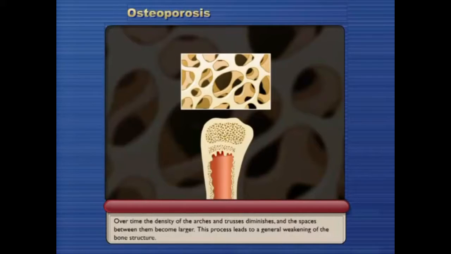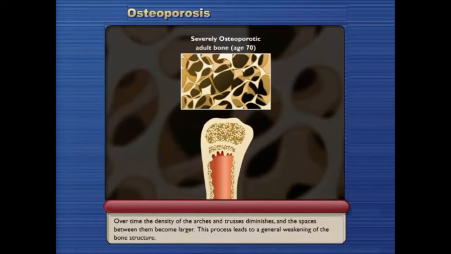Over time, the density of the arches and trusses diminishes, and the spaces between them become larger. This process leads to a general weakening of the bone structure. It is a very gradual process and requires decades before any noticeable bone weakness appears.